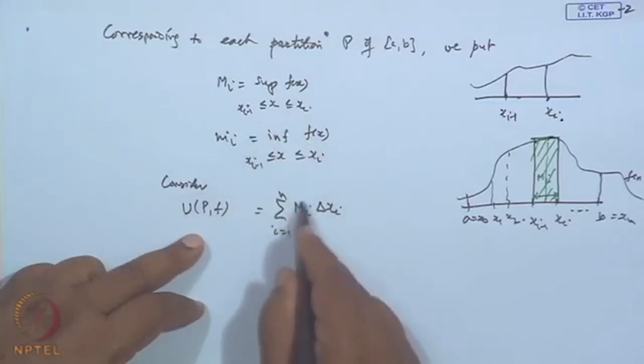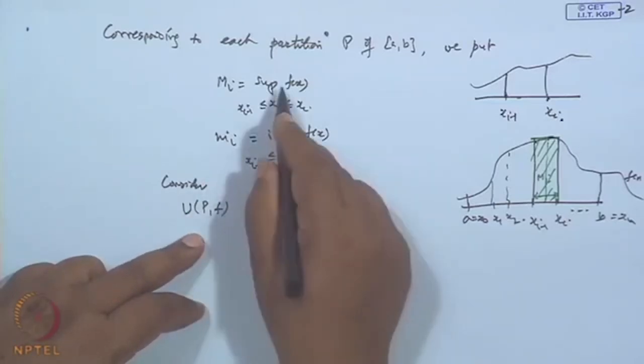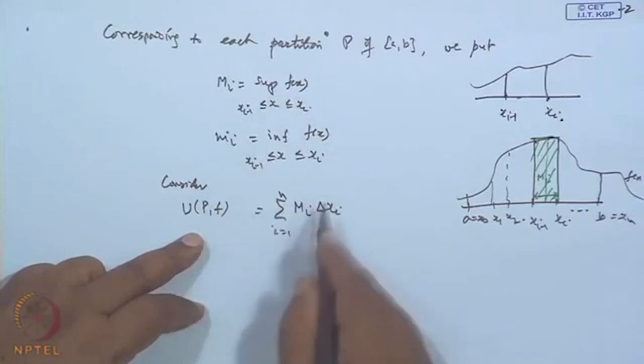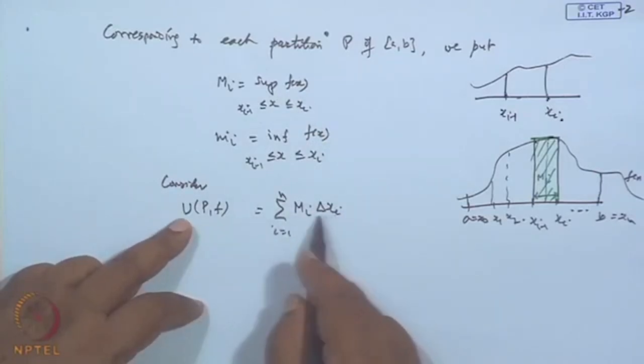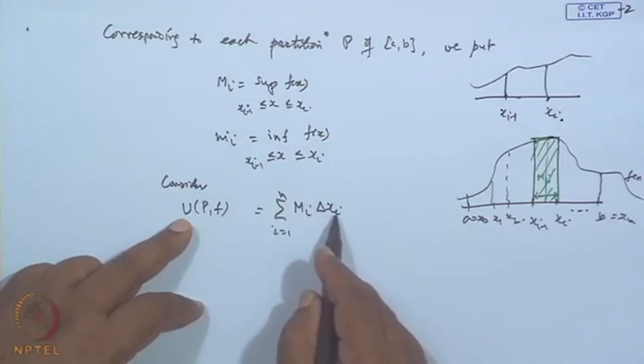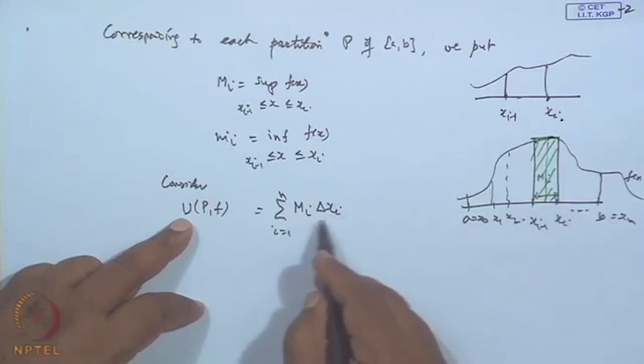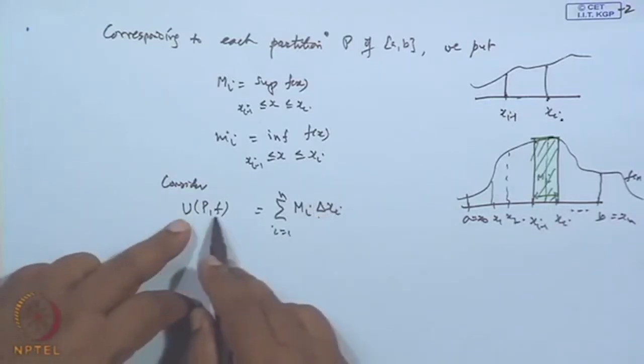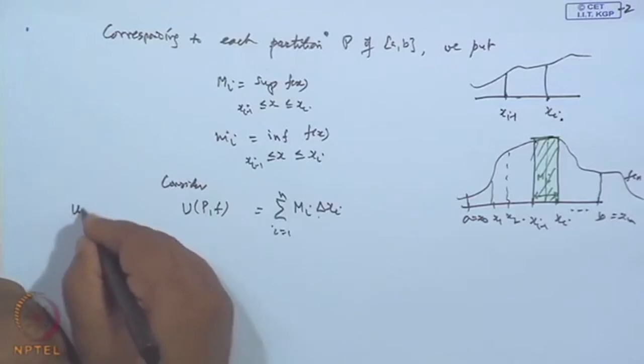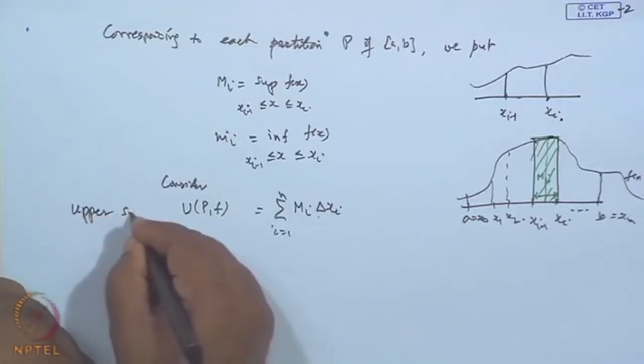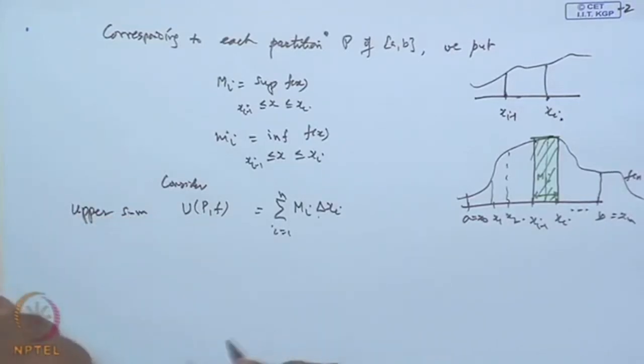So, over each interval, M_i may change depending on the function as well as the partition. Delta x_i depends on the length of the partition. So, if we change the partition, delta x_i will also change. This sum we call the upper sum of the function f corresponding to the partition P.